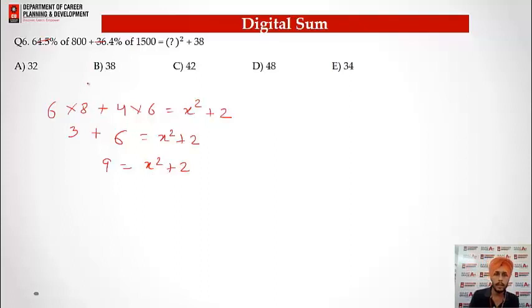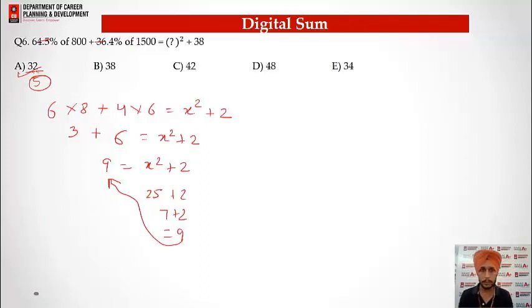So let's check our options, that is option 1 is 32, and the digital sum of 32 will be 5. So let's put 5 in place of x. So 5 square is 25, and the digital sum of 25 will be 7, that is 9, and what we need, that is also 9. So 32 will be our correct answer.